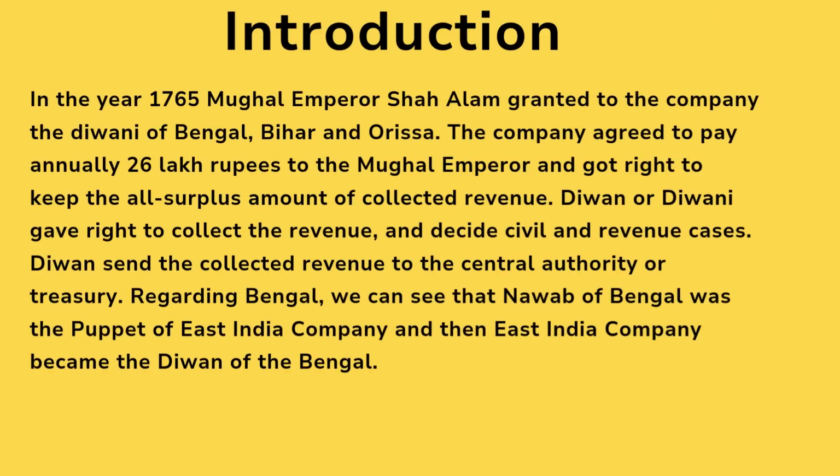Let's get started. Introduction. In the year 1765, Mughal Emperor Shah Alam granted to the company the Diwani of Bengal, Bihar and Orissa. The company agreed to pay annually 26 lakh rupees to the Mughal emperor and got the right to keep all the surplus amount of collected revenue. Diwan or Diwani gave the right to collect the revenue and decide civil and revenue cases. Diwan sends the collected revenue to the central authority or treasury.